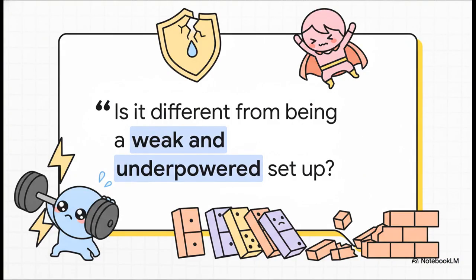He's asking a really smart question here. Is being weak or underpowered the same as just being wrong? Well, not exactly, but it's just as dangerous. Because an underpowered plan is basically a plan that's been set up to fail from the very beginning.